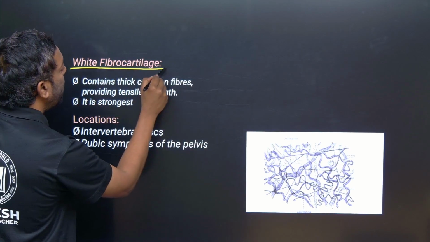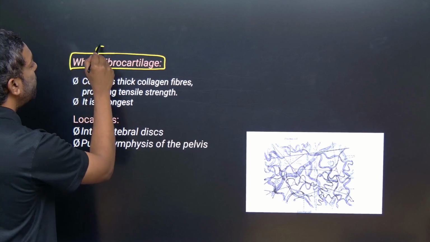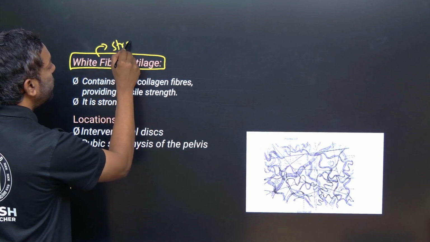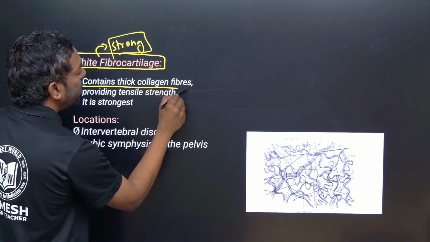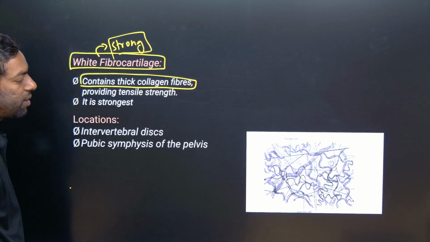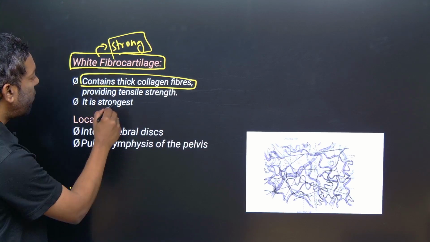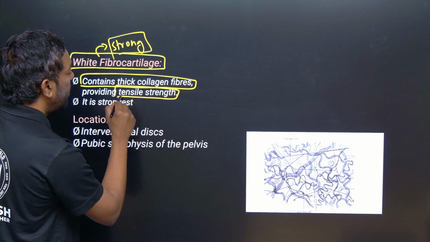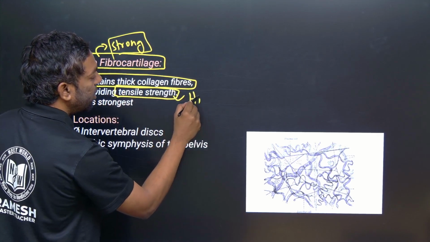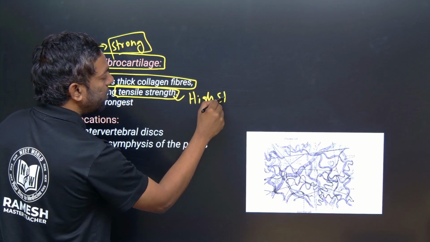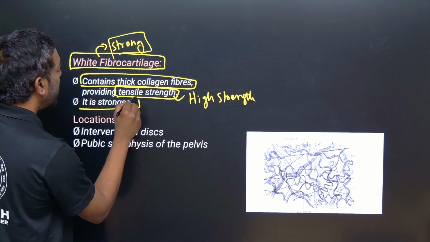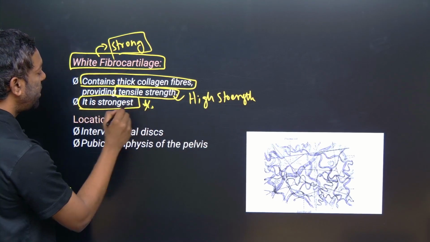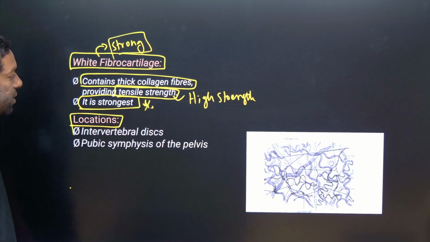Okay, white fibrous cartilage. It is a very strong one. It contains thick collagen fibers, provides tensile strength, high strength. Okay, it is the strongest. This is the most important. It is the strongest. And the locations.